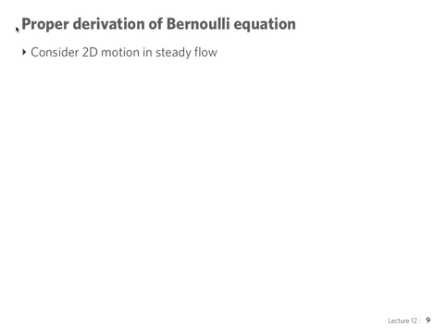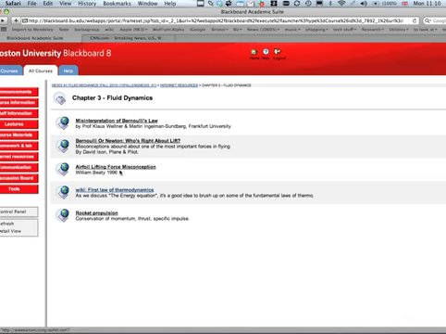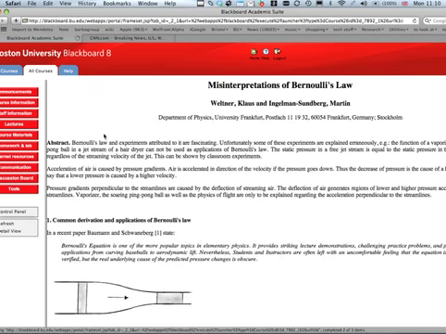And you can find some very interesting articles and discussions about this. In fact, let me show you again on Blackboard. I've put some of these links that you might be interested in reading. One of these describes the misinterpretation. One is quite a renowned online publication by Professors Weltner and Engelmann Sundberg, if I pronounce that correctly, in Frankfurt.